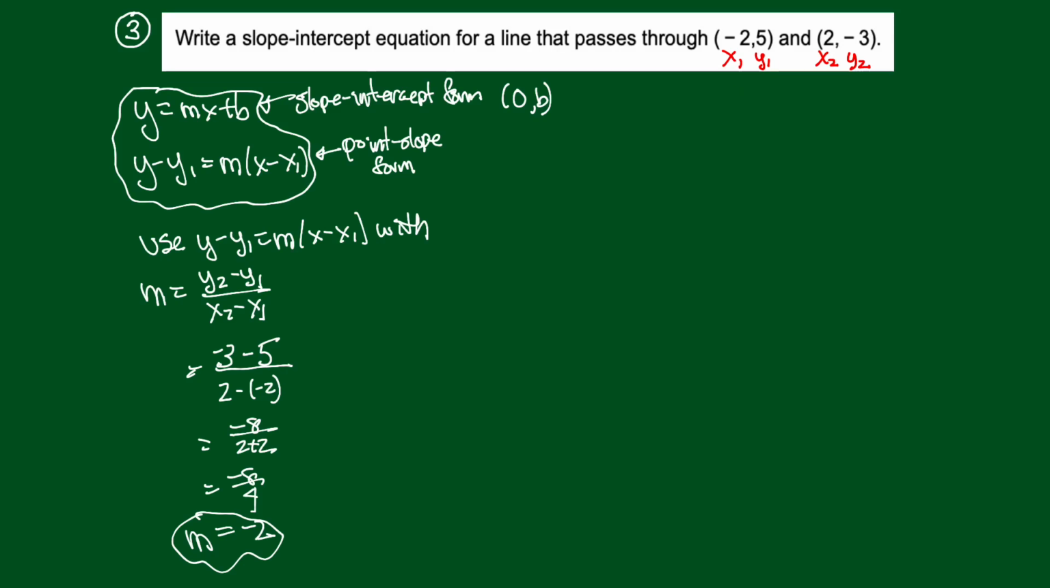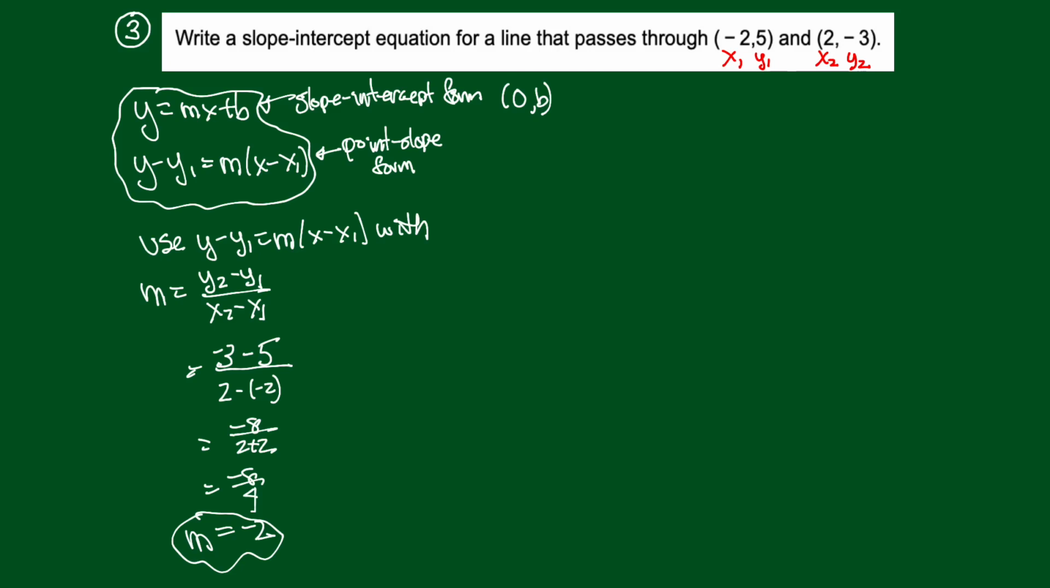Now, let's substitute into our template up here. Here's our template: y minus y1. I've got a y1, which is 5, and I have an x1, which is negative 2. Now, it doesn't matter, as it turns out, which one you use. We'll have to manipulate a little bit, but at the end, we'll end up with the same equation.